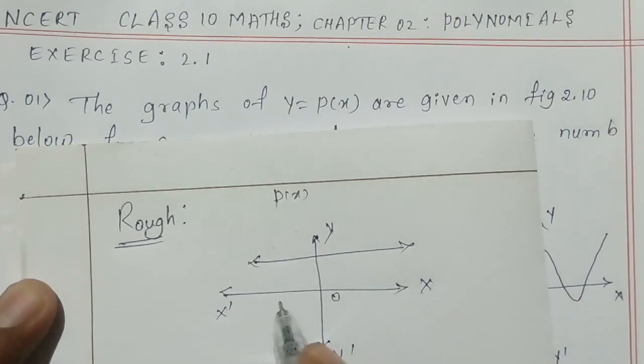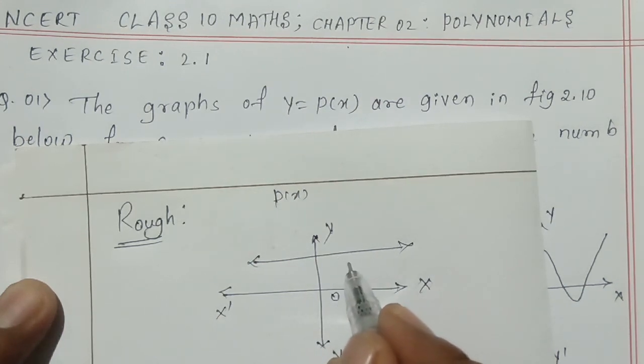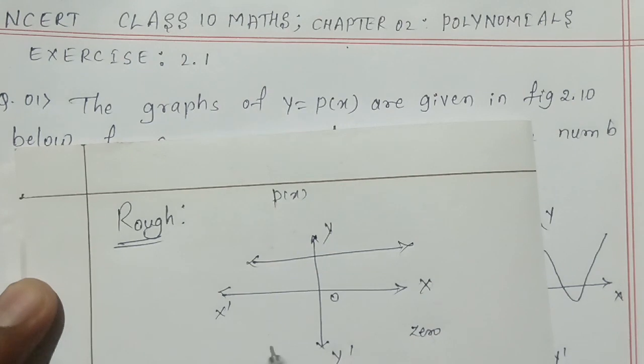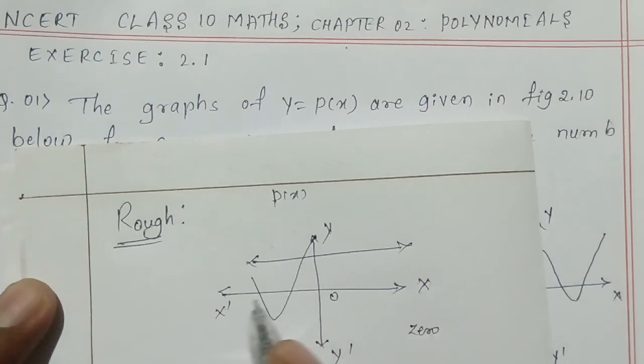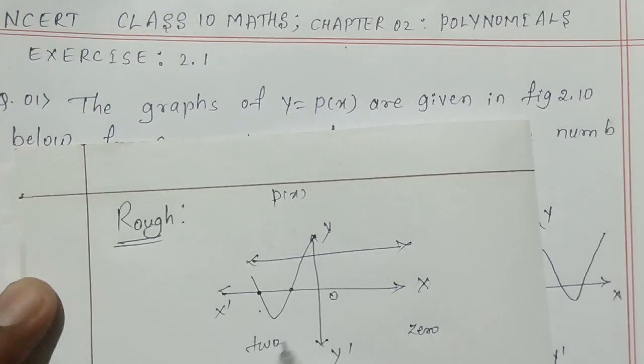This graph, where it intersects the x axis or XOX dash axis, it does not intersect anywhere. So that's why here the zeros of the polynomial is no, that is 0. For example, you can take this graph. This graph intersects this XOX dash axis at 2 points, here and here. So the zeros of this graph is 2, because this graph intersects the XOX dash axis twice, here and here.